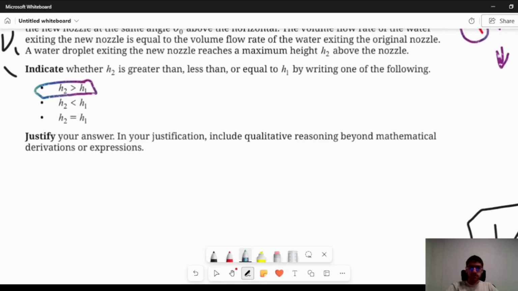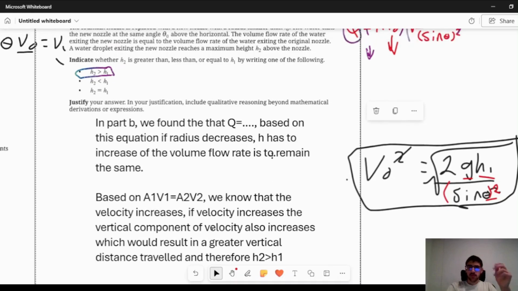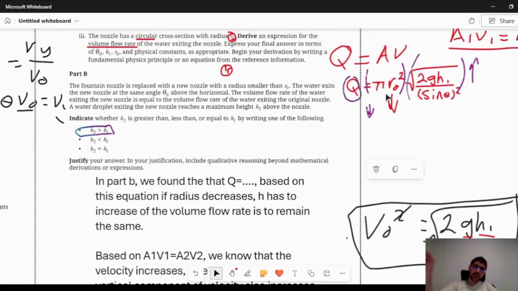And then I'm just giving you a moment to write it. So there is more than one way to answer this question. The one I said before is that in part B we found that Q is equal to this thing, pi r squared times square root of 2gh1 times sine theta. Based on this equation, if radius decreases, h has to increase if the volume flow rate is to remain the same. But I feel like this might not have enough qualitative reasoning beyond mathematical derivation or expressions.